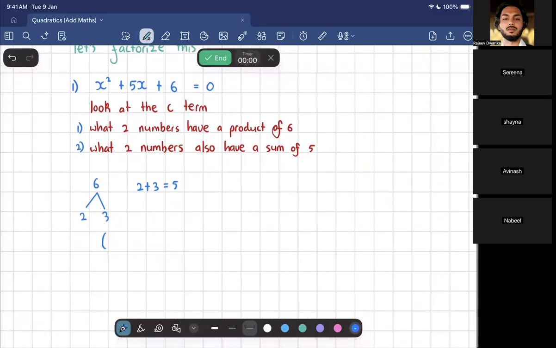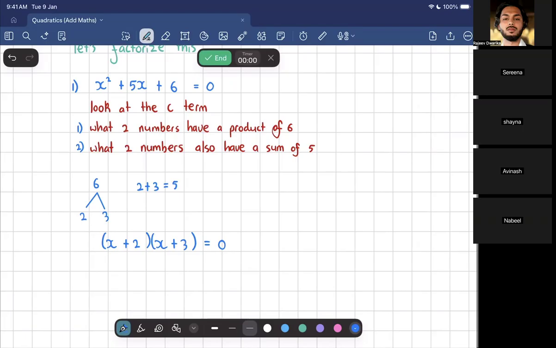So what are my linear factors going to be, Serena? Positive 2 and positive 3. Right, so I'm going to write x plus 2 and x plus 3, and that is going to be equal to what? To 0. So up to this point, you're with me, right? Yes, sir. Nabil, you with me so far? Yes, sir. Shayna, you okay with me up to this point?